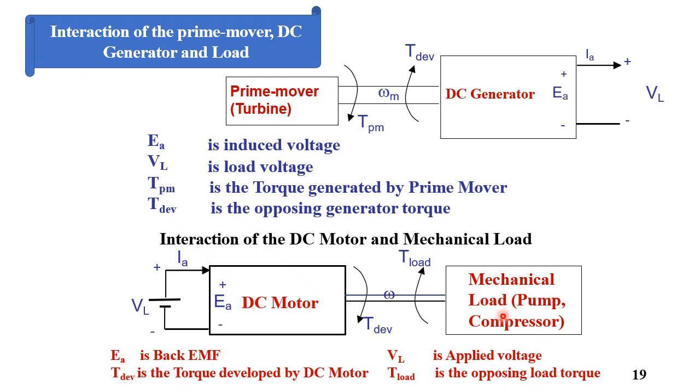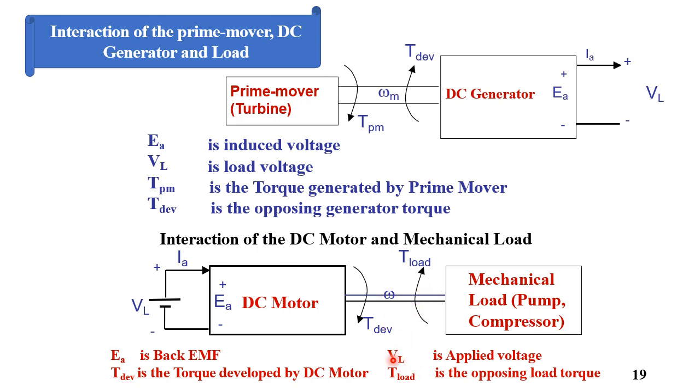We have the mechanical load, which can be a pump or a compressor or a fan, which has a load torque. The load torque is opposite in direction to the torque developed, so that they have equal magnitudes in opposite directions, and the motor will be rotating with speed omega.